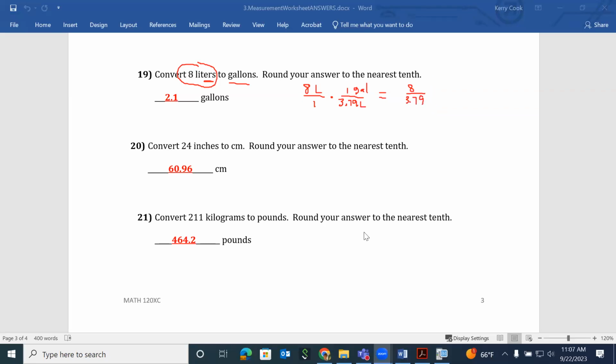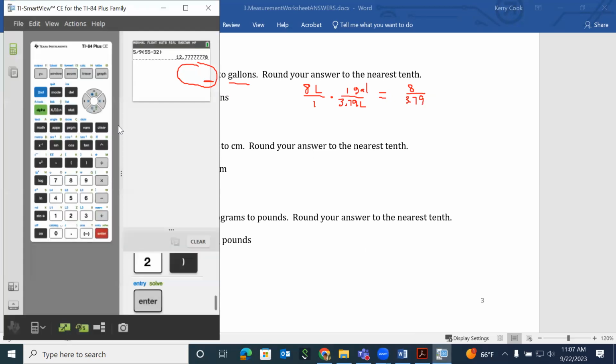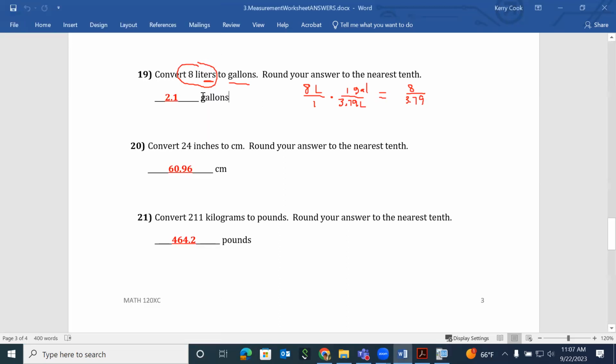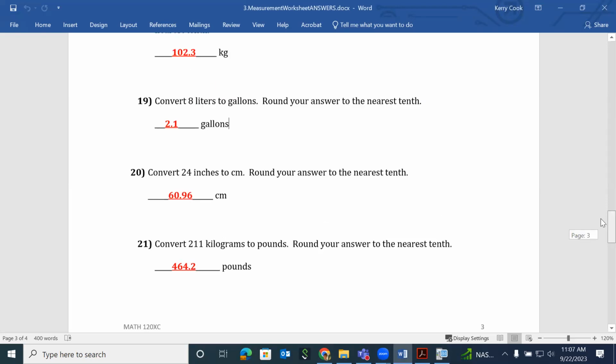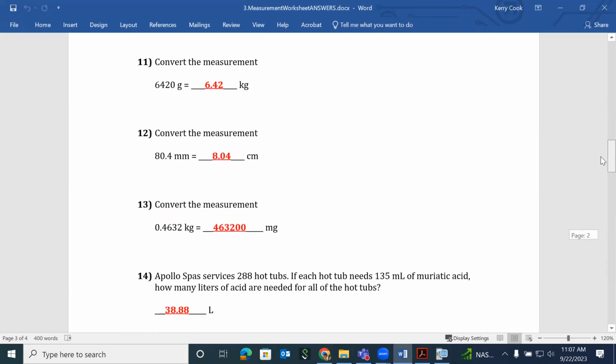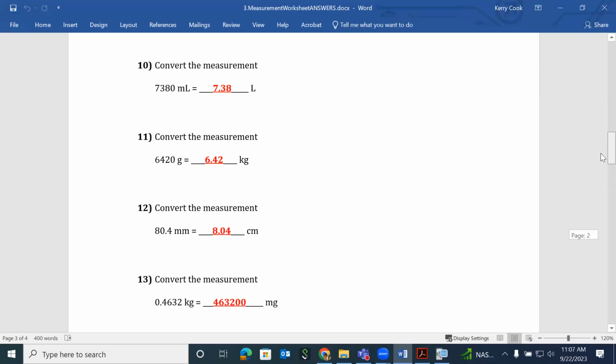If we divide those on our calculator, we take 8 divided by 3.79, and it comes out to 2.11, and then rounding to the nearest tenth. So that's a quick refresher on that factor label system. And then one more example I want to go to is remembering conversions inside the metric system.